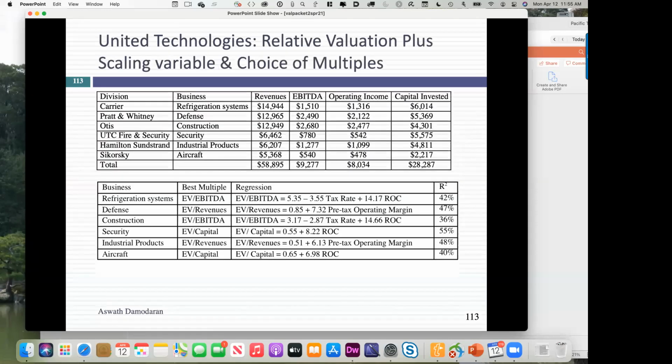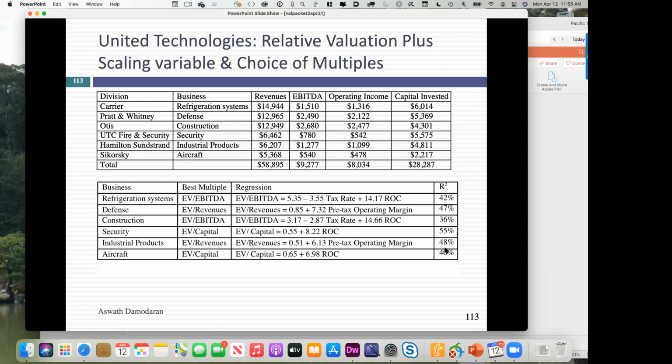If I wanted to get a little more picky, here's what I could do. I could allow for different multiples in each business. I'm not constrained to use EV to EBITDA for all 6. It might not be the best multiple. In this case, for instance, I used EV to EBITDA for 2, EV to revenues for 2, and EV to invested capital for 2. I actually ran regressions of companies in the sector for each of the sectors.